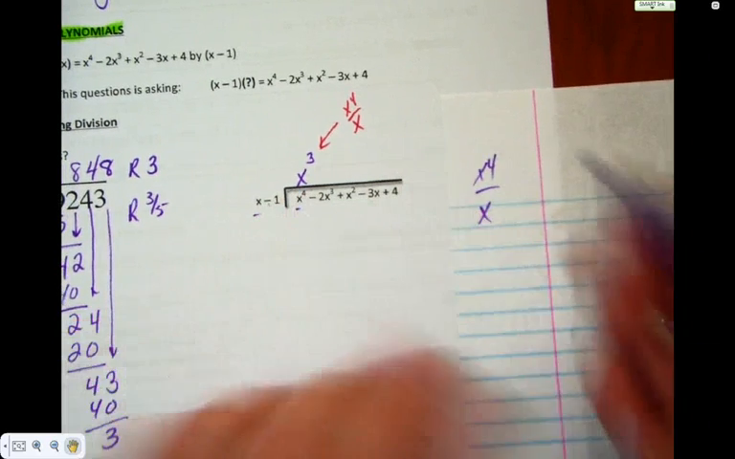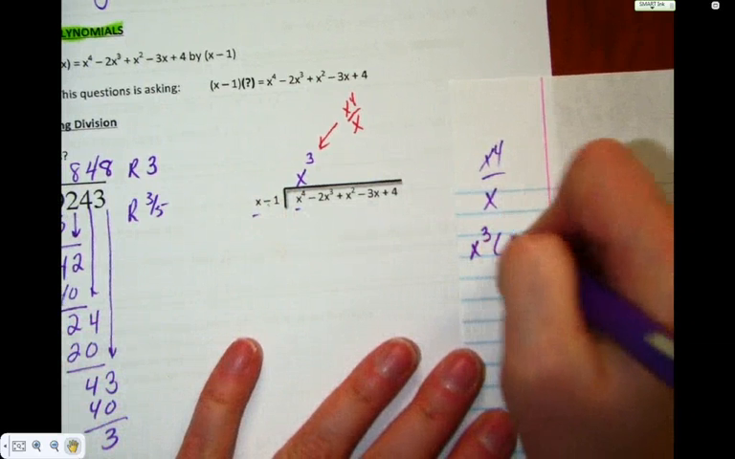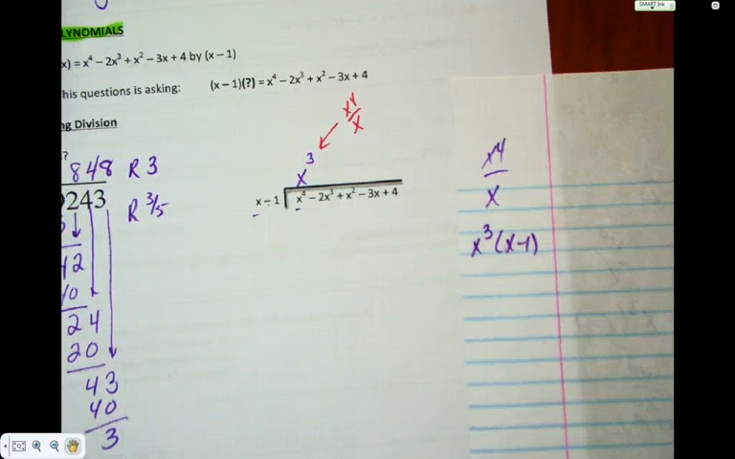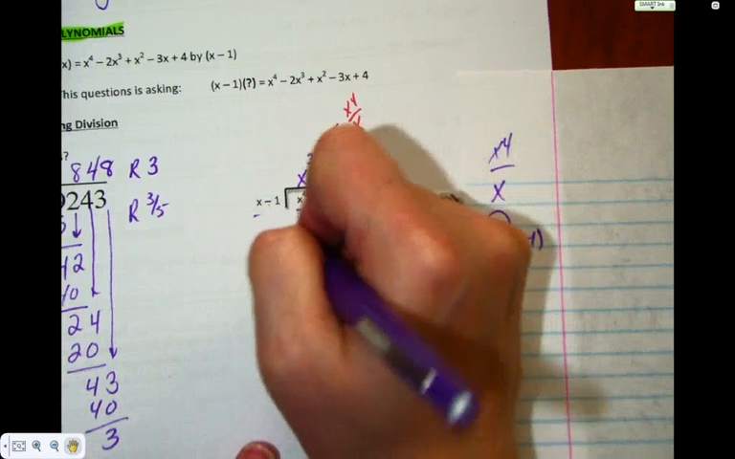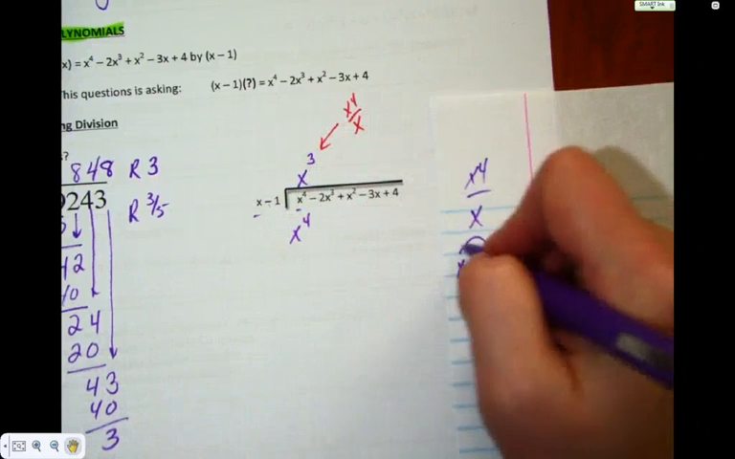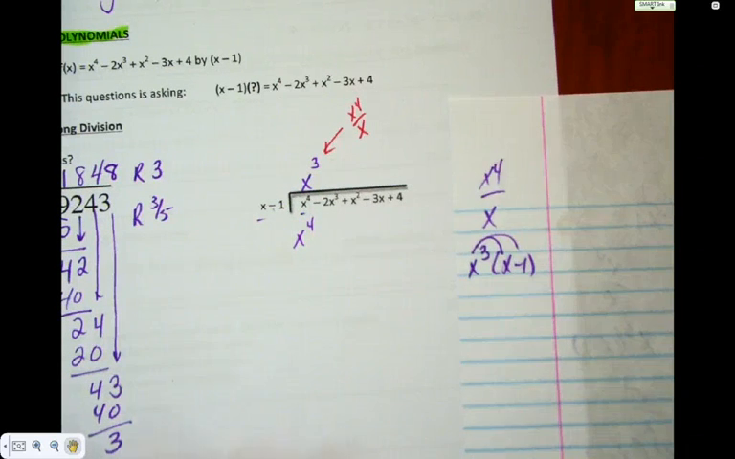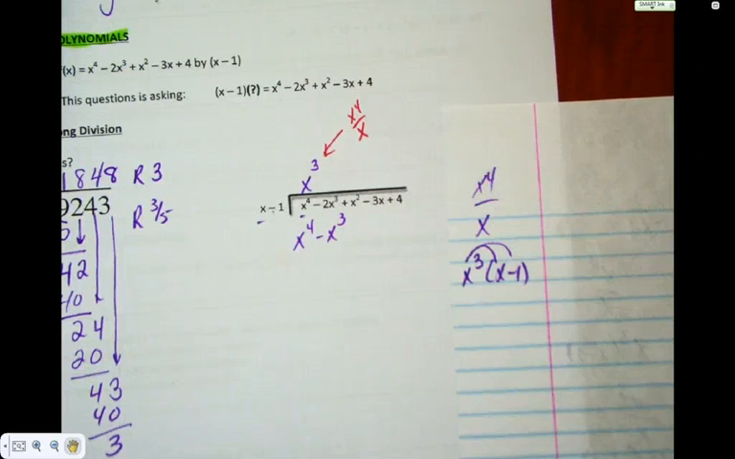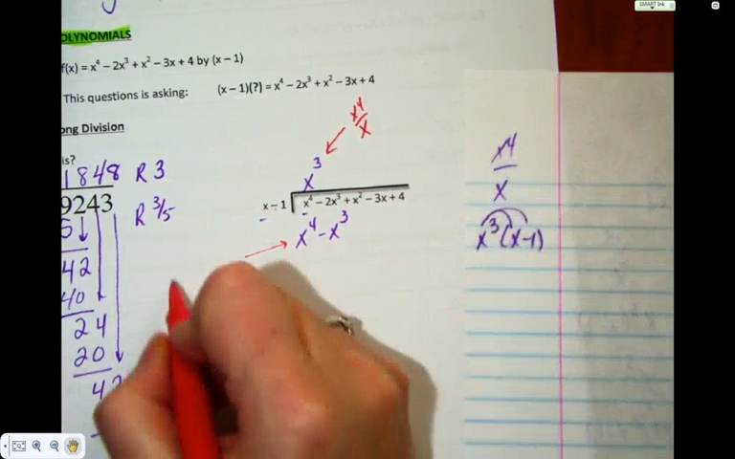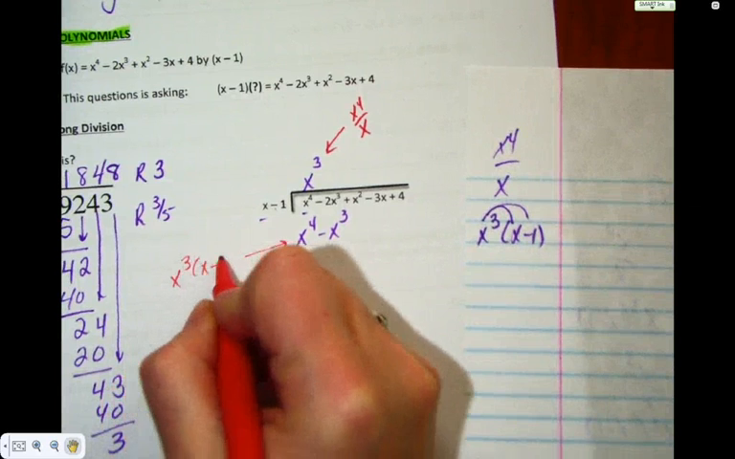Then we're multiplying, and because we have a binomial on the outside, I have to multiply both those terms by my x cubed. So x cubed times x to the 4, and x cubed times minus 1. And I'm just going to make a note. This guy came from x cubed times x minus 1.